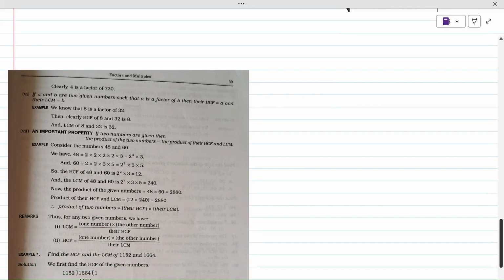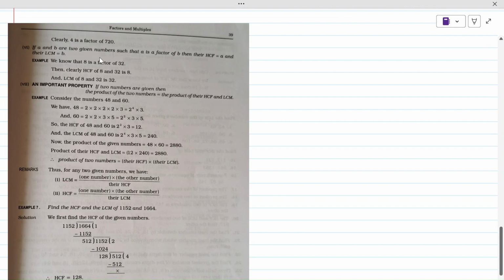Next property: if A and B are two given numbers, so they are saying we have two numbers A and B such that A is a factor of B.